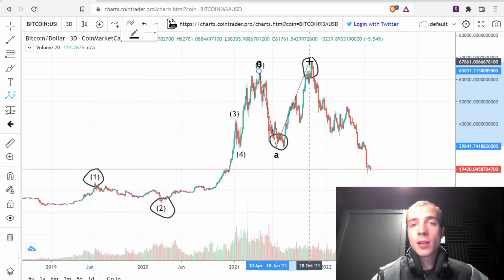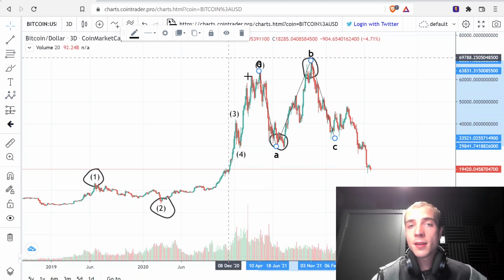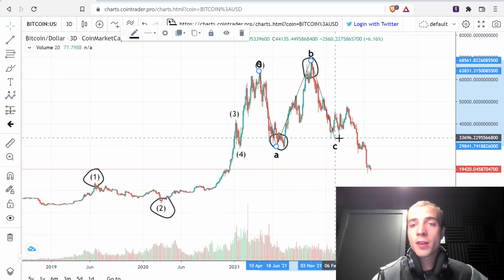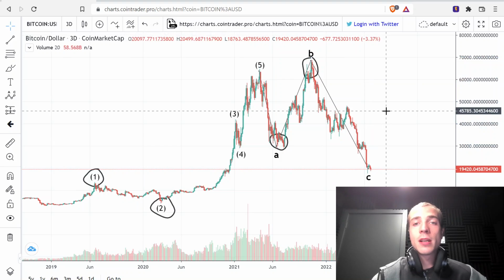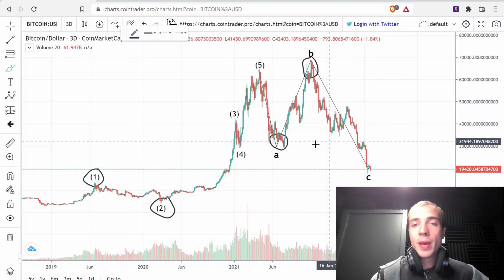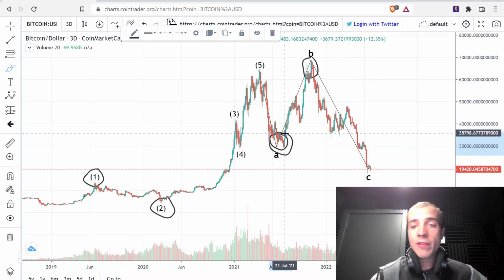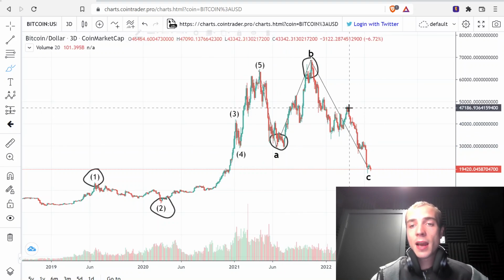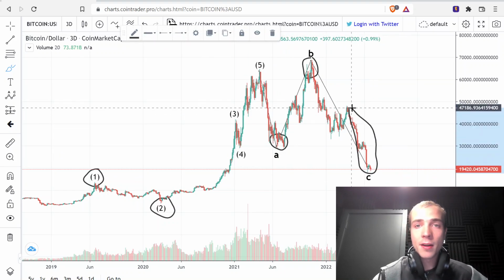And this is where we started to look for the running flat, right? That was our first alternative. And then the expanded flat was our second alternative, being that we fail support of wave A, like we did, and complete this C wave down here.